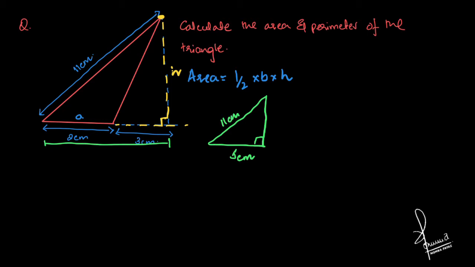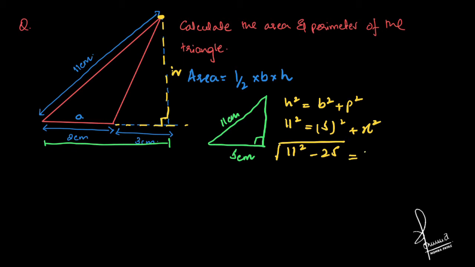You can see that over here you have a right angled triangle where the hypotenuse is given, the base is given. You can simply calculate the height by applying the Pythagoras theorem, which states that hypotenuse square is equal to your base square plus your perpendicular square. So your hypotenuse in this question is 11. Your base is 5 and perpendicular is what you need to calculate. So you will do 11 square minus 25 under root is equal to x.